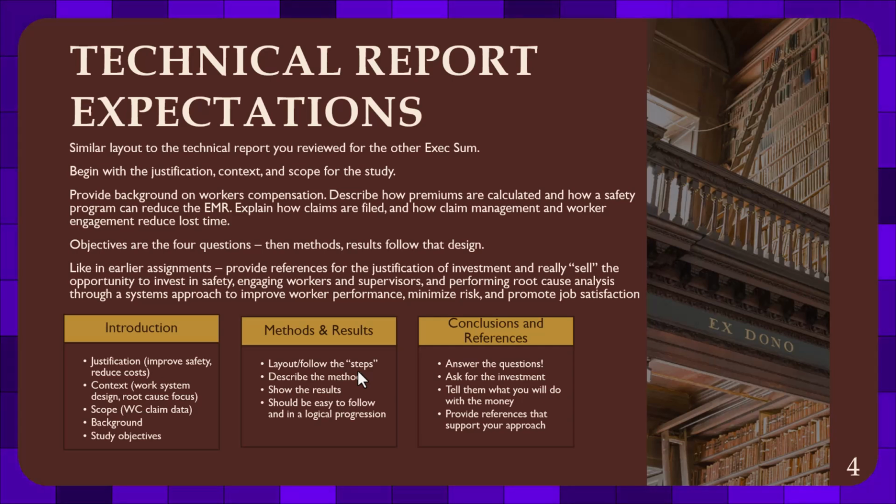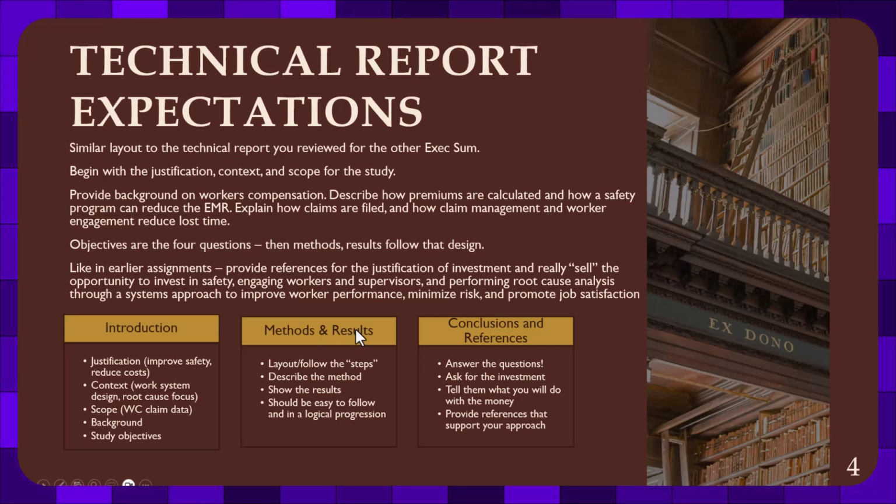Just look back at your stuff and kind of very simply explain it. You don't have to explain in detail how it was done. Just explain in general how it was done. Then your results section follows that basic format.